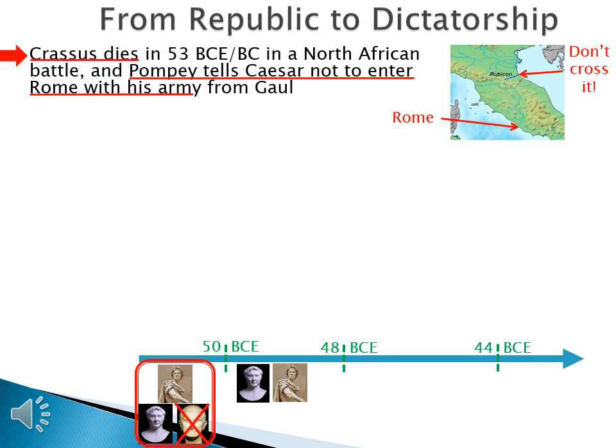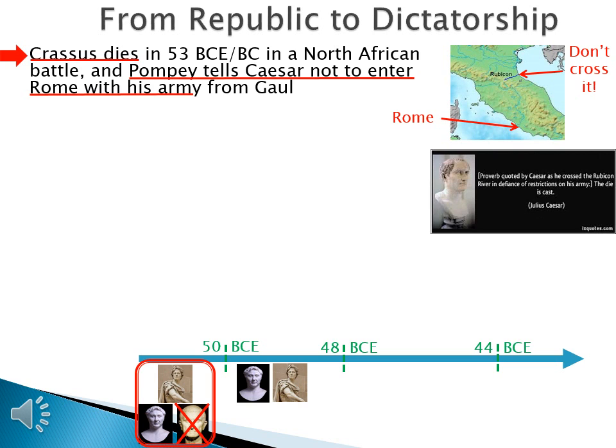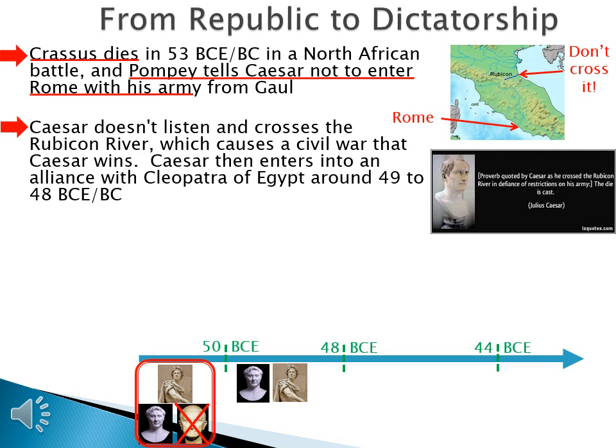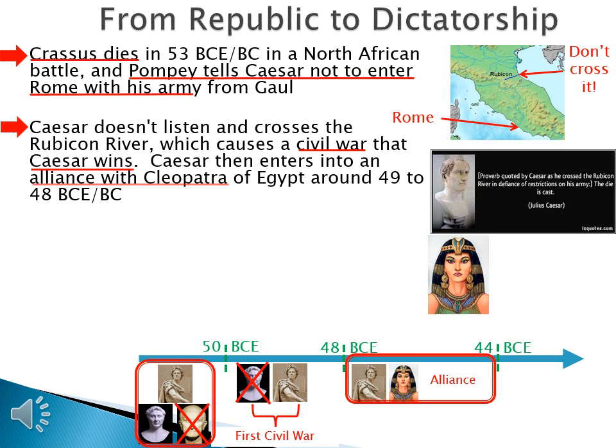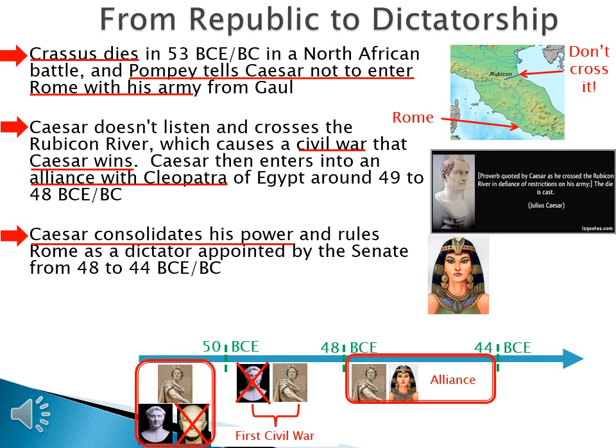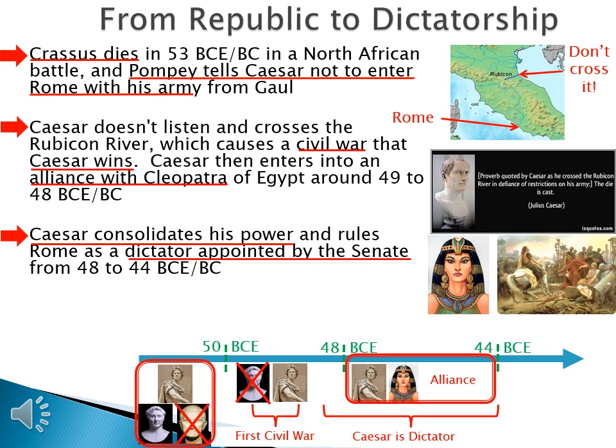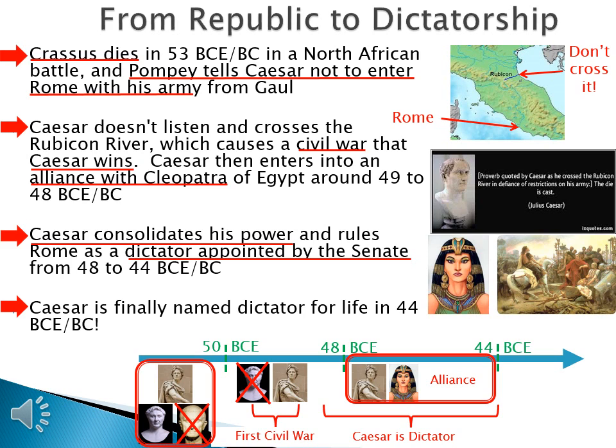And as Caesar does so, he says, the die is cast. Caesar doesn't listen and crosses the Rubicon River, which causes a civil war that Caesar wins. Caesar then enters into an alliance with Cleopatra of Egypt around 49 to 48 BCE. And after this point, Caesar consolidates or brings together his power and rules Rome as a dictator appointed by the Senate from 48 to 44 BCE. Caesar is finally named dictator for life in 44 BCE.